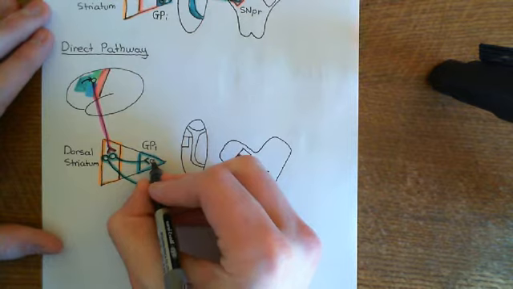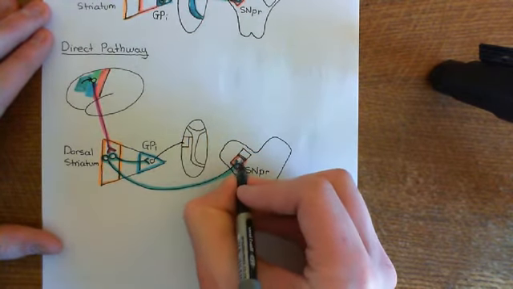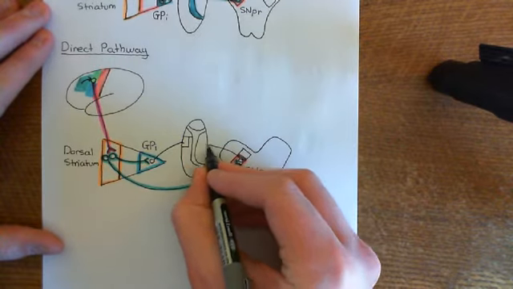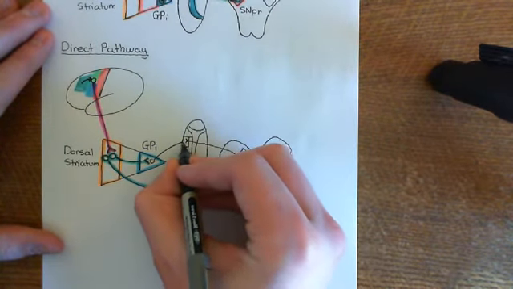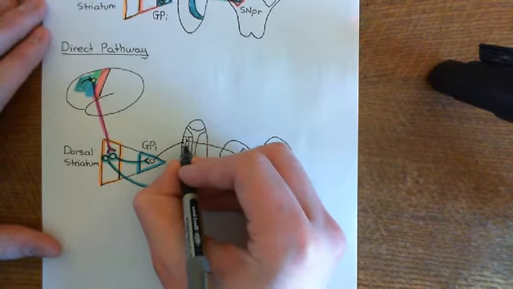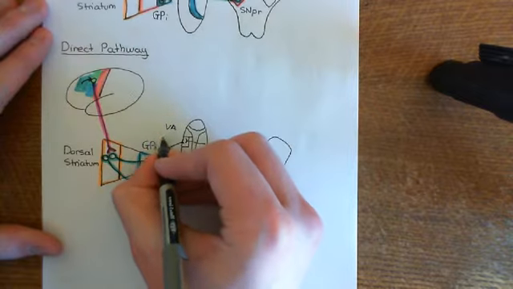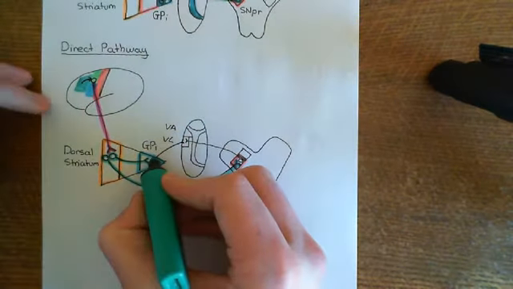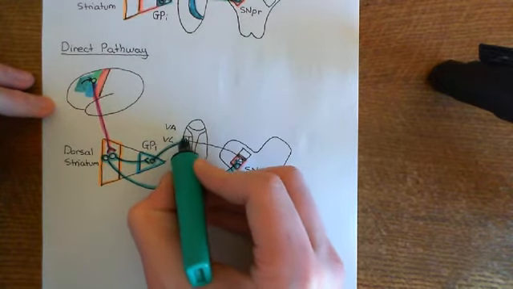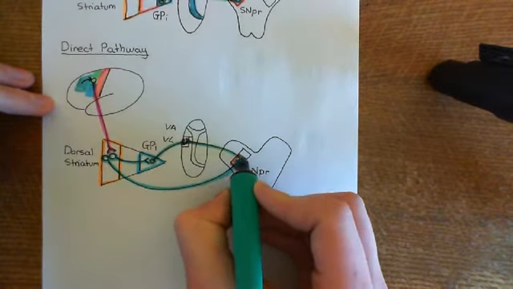Okay, and now these portions of the internal globus pallidus and substantia nigra pars reticulata that have been inhibited are no longer going to be sending inhibitory input into the ventral anterior and ventrolateral thalamic nuclei. Okay, so you're going to inhibit the inhibitors, basically. These neurons are no longer going to be working, basically. They're going to stop releasing GABA.